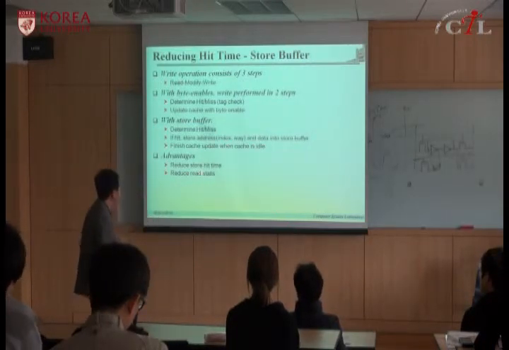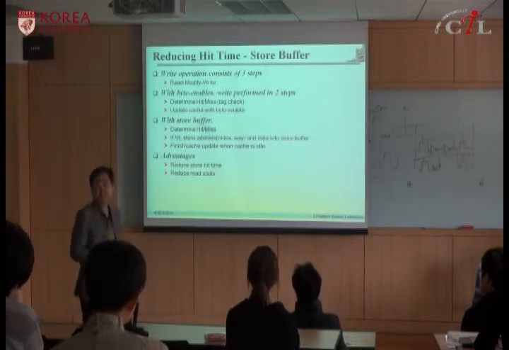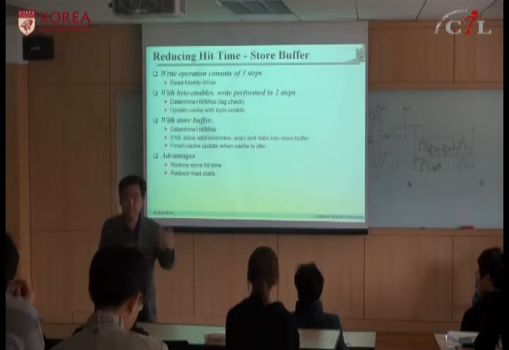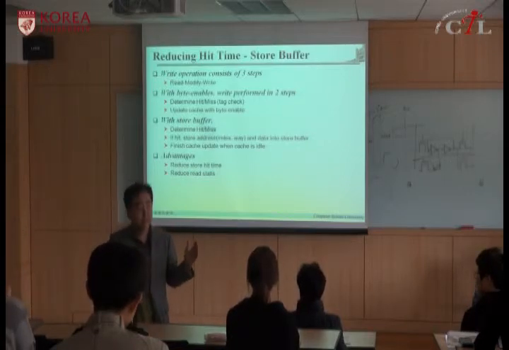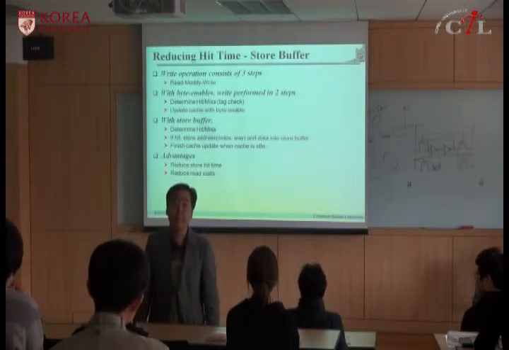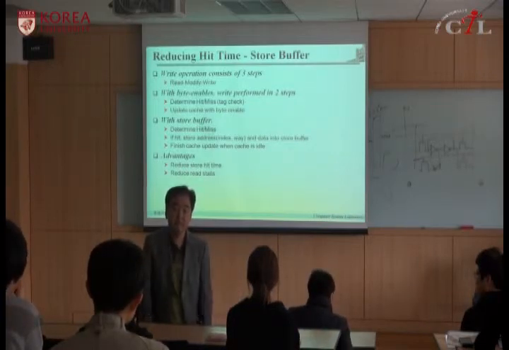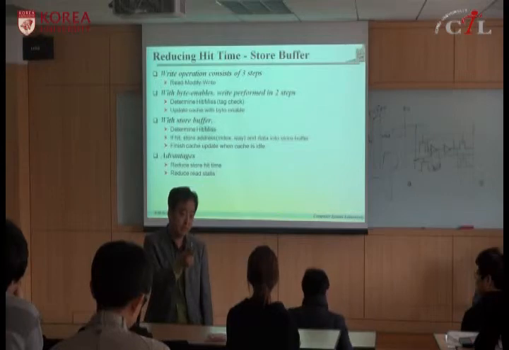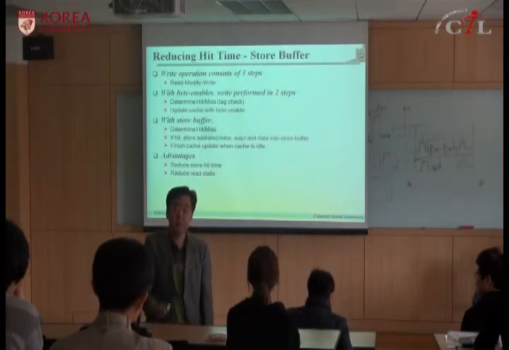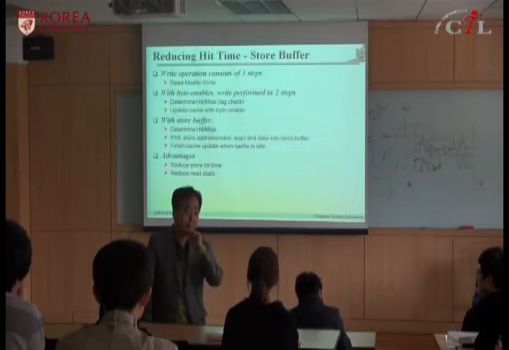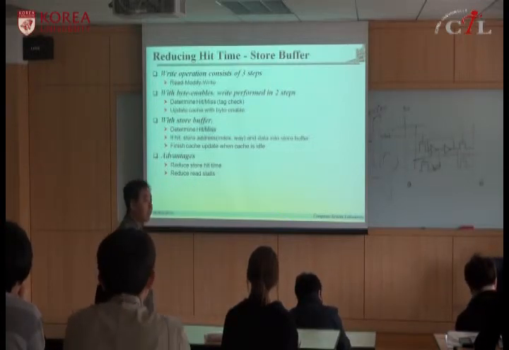So you can reduce store hit time and you can reduce read stall because write is as fast as read and write can be performed quite fast. And the actual write into the cache can be performed by the store buffer using cycle stealing. Understood? That is the store. Okay? Which is different from my book.